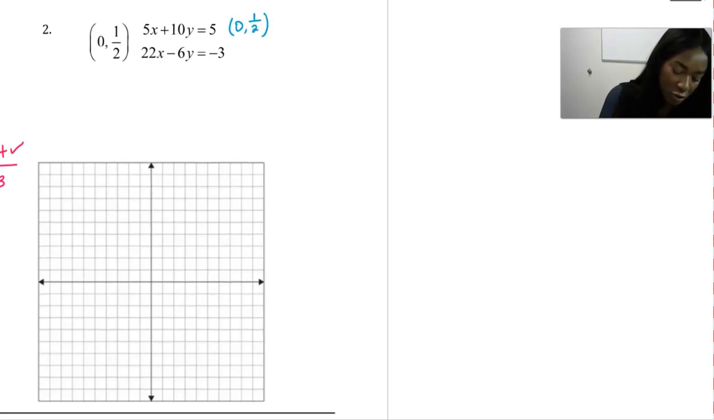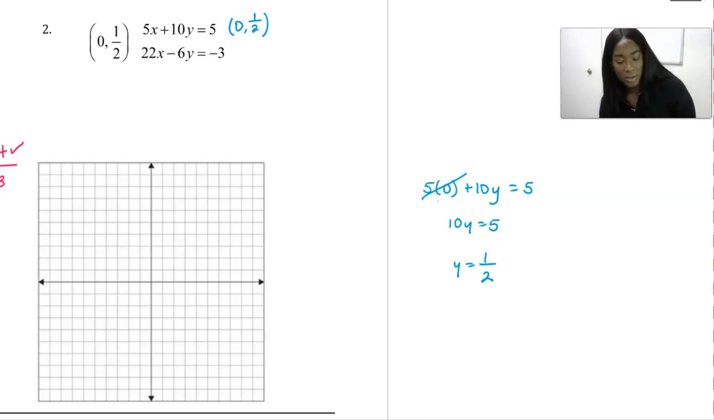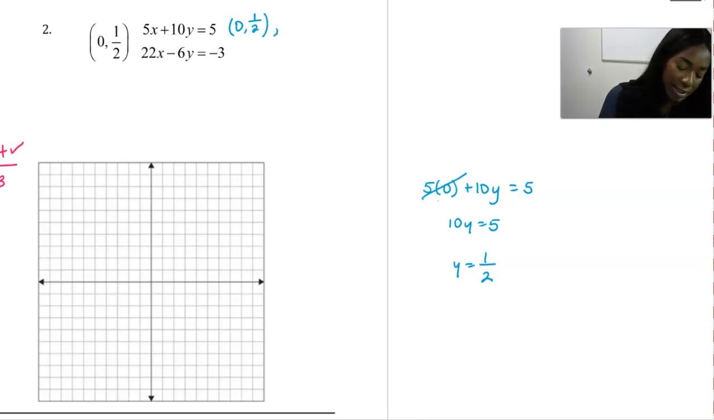And I know I didn't write a bunch of work out, but you can go off to the side, set x equal to 0 in the first equation. This is how you find the y-intercept. You get 10y is equal to 5, divide both sides by 10, and you get y is equal to a half. Now to find the x-intercept, if y is equal to 0, then x is equal to 1. So this is the point (1, 0).